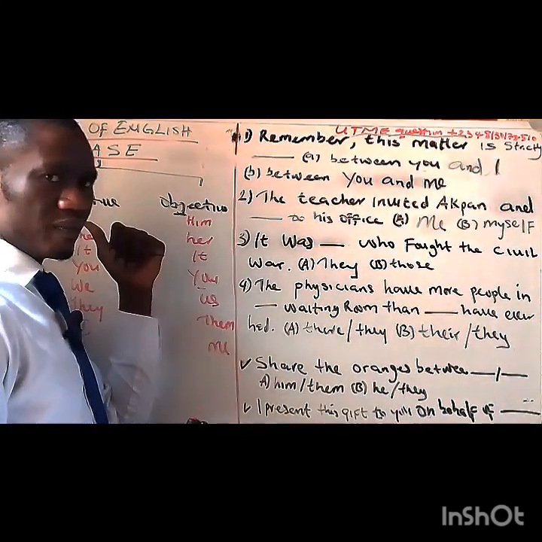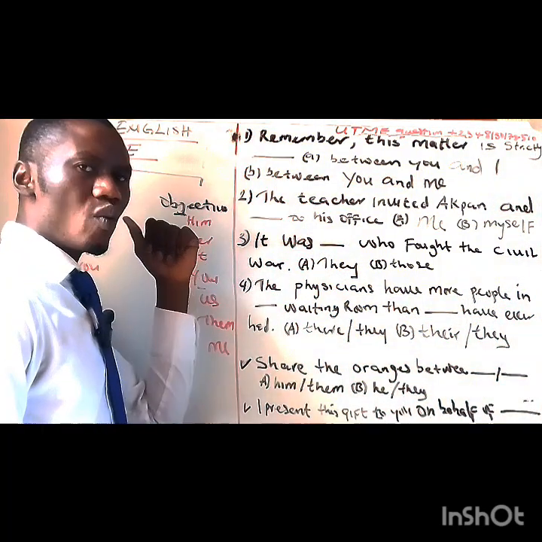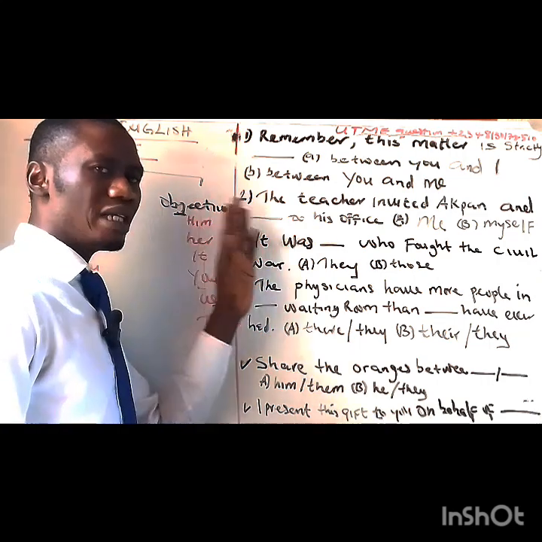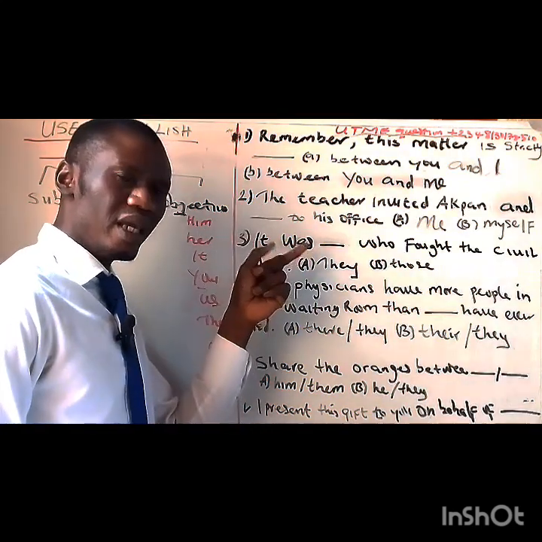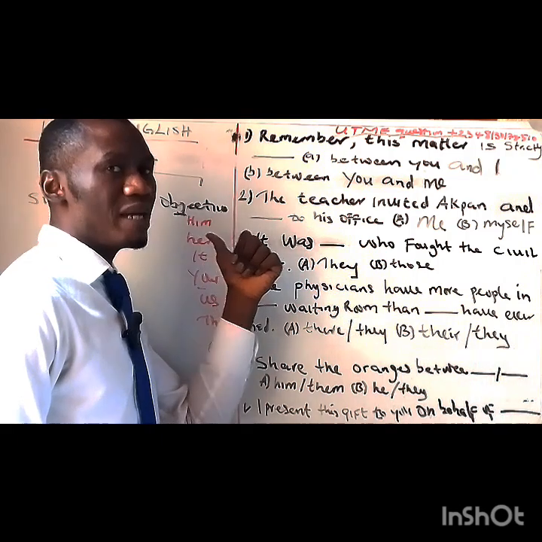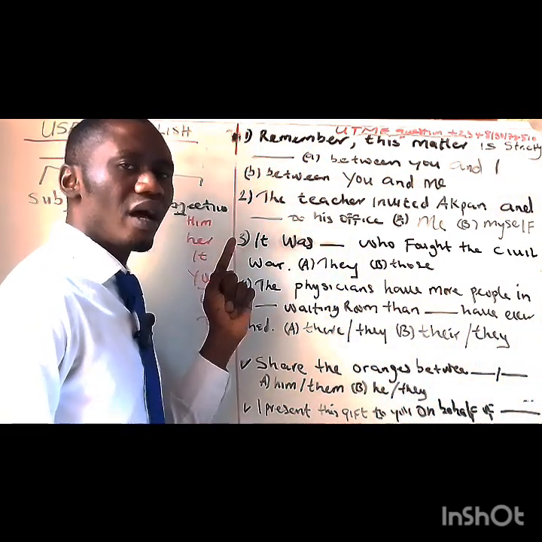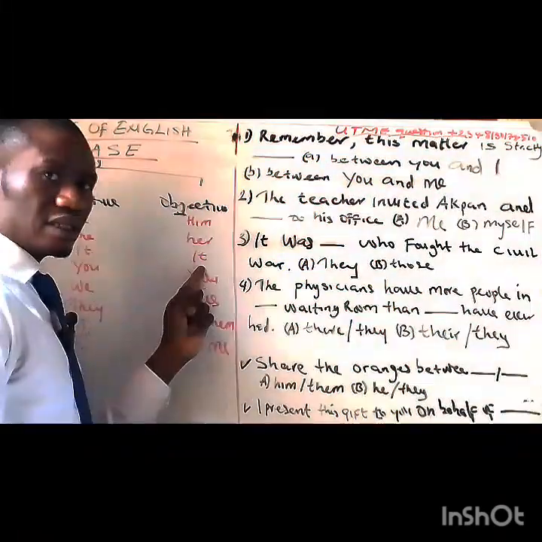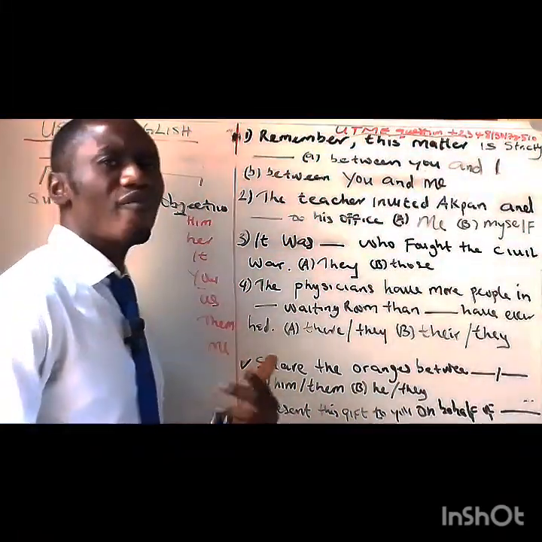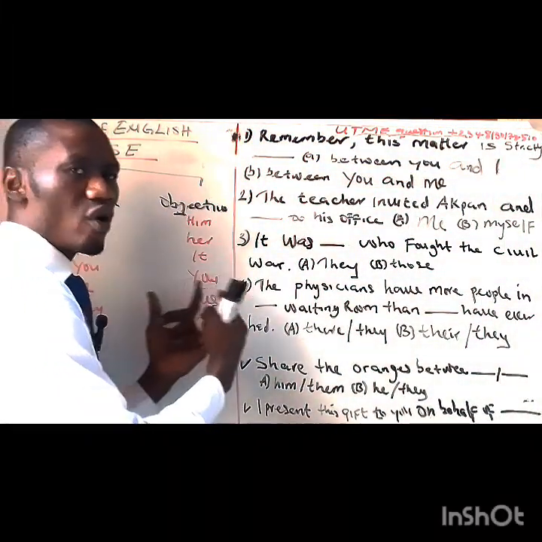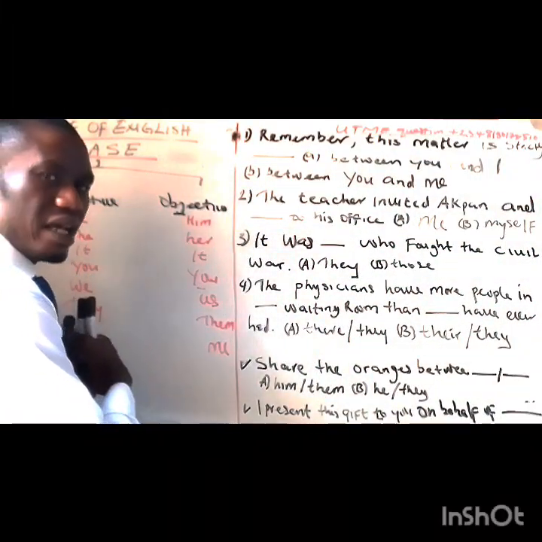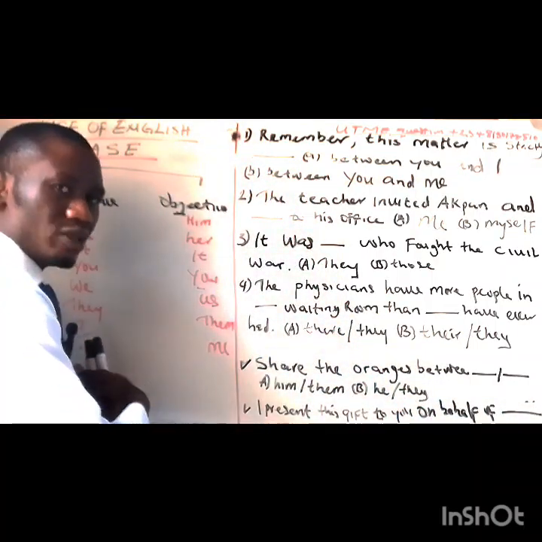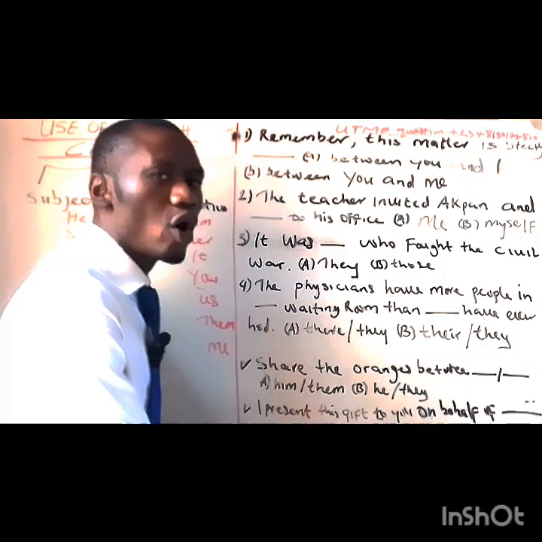The list we have here, for the subjective case, we have he, she, and then for the objective case, we have him for the replacement of he. We have her for the replacement of she. You can see that now. For it, it is it, you is you. When we have we in the subjective, we have us in the objective. When we have they in the subjective, we have them in the objective. When we have I in the subjective, we have me in the objective.